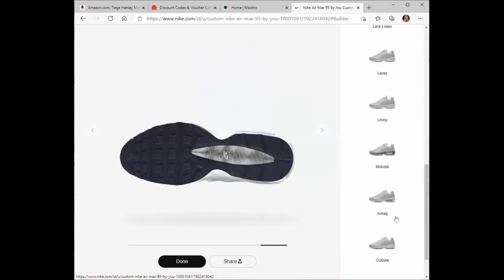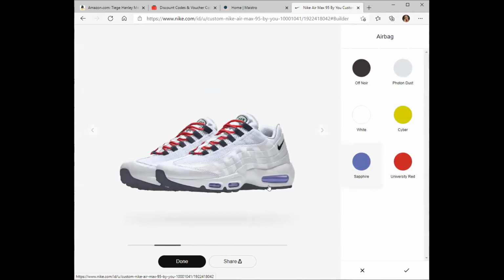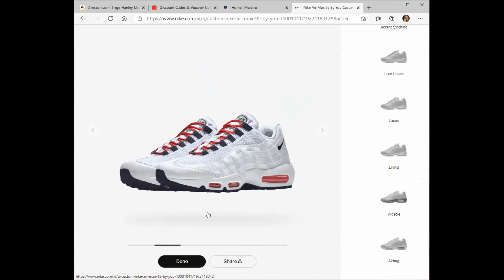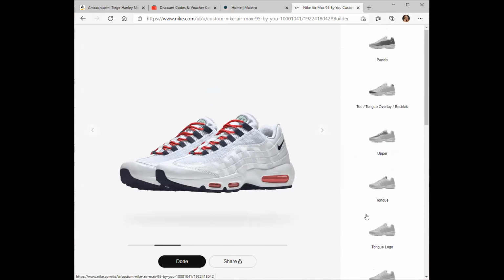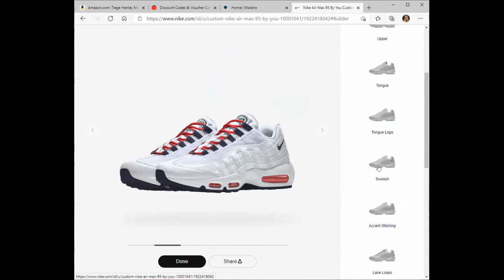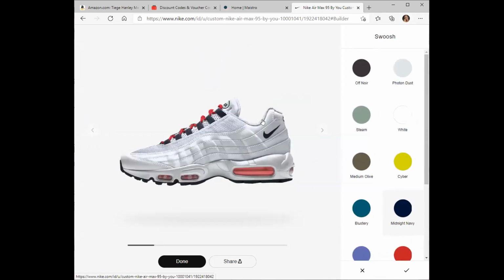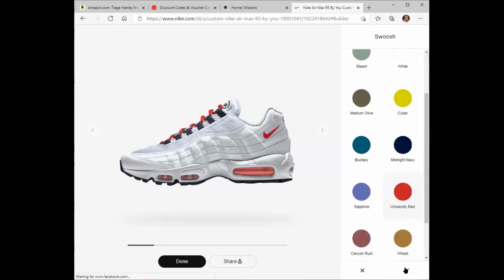Then you can also change the airbag, right? Which is what is down here. Currently it's sapphire. You can make it photon dust or make it university red to match the laces that you have. I think the university red looks nice. And then you can also change the swoosh, right? You can change the color of the swoosh to any other color you want. Gray, midnight navy, blustery, red, right?